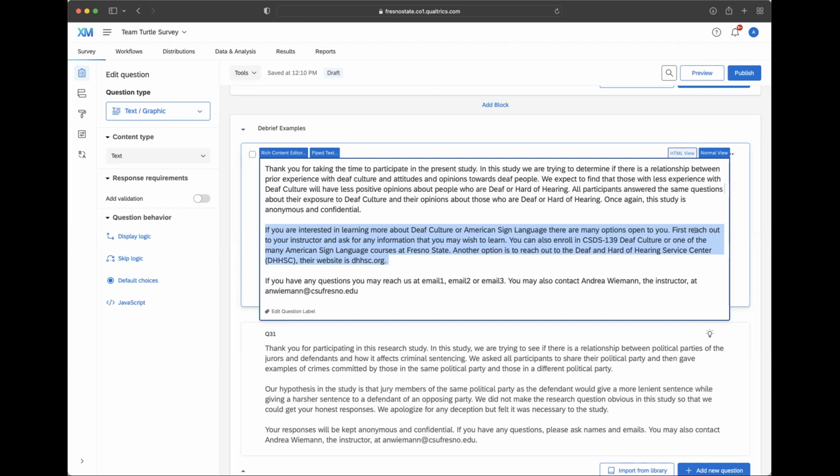And so there's questions about first reach out to your instructor and ask for any information that you may wish to learn. This was actually given to a class about deaf and hard of hearing culture. So this was a little bit different where there was a teacher to reach out to. So you probably don't have anything like that. It also gives a class that you can enroll in. And then it also gave a website for the Deaf and Hard of Hearing Services Center.